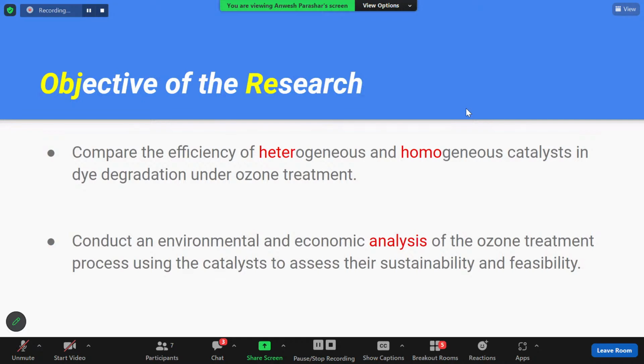So the objective of this research is basically to compare and analyze the efficiency of heterogeneous and homogeneous catalysts in the degradation of dye pollutants in industrial wastewater using the ozone treatment process. This study intends to compare the efficiency of heterogeneous and homogeneous catalysts in dye degradation, and to investigate the influence of different factors such as catalyst type, dosage, acidity levels, and catalytic activities. The third is to evaluate the potential of the catalyst and provide insights into the mechanism of dye degradation by the catalyst under ozone treatment.